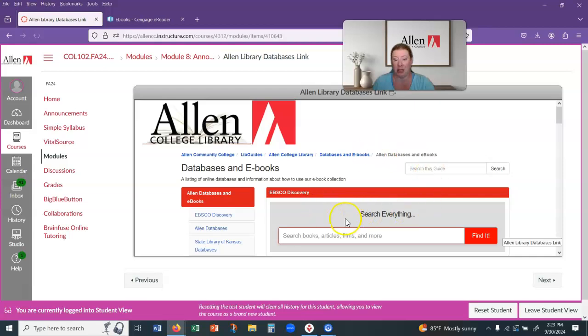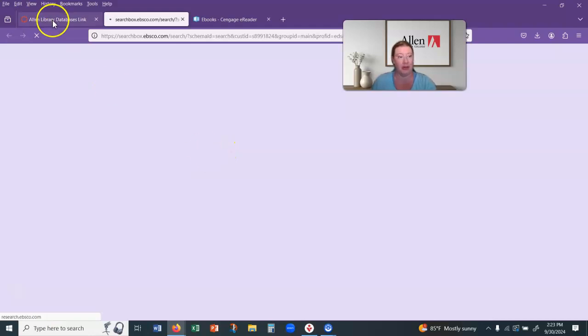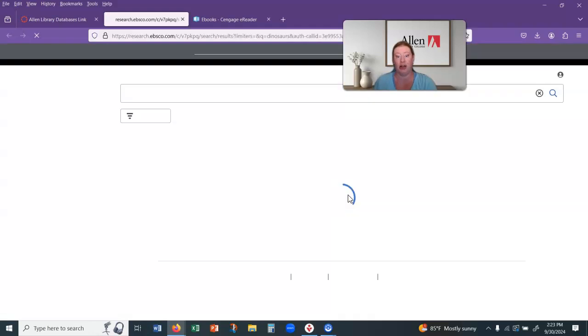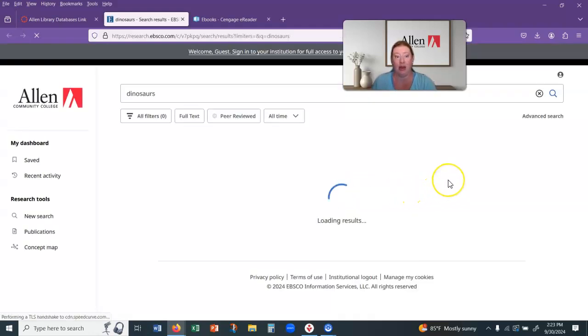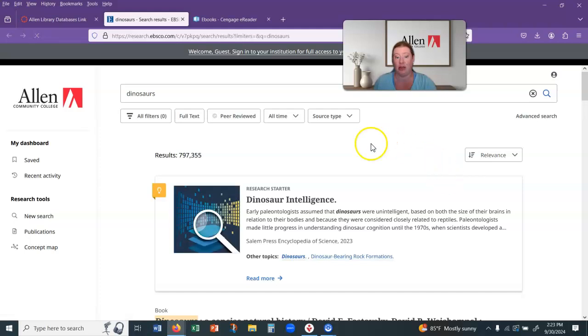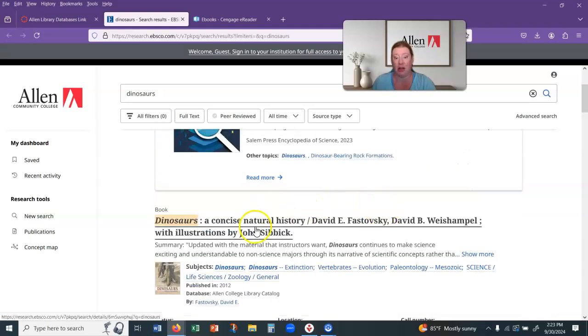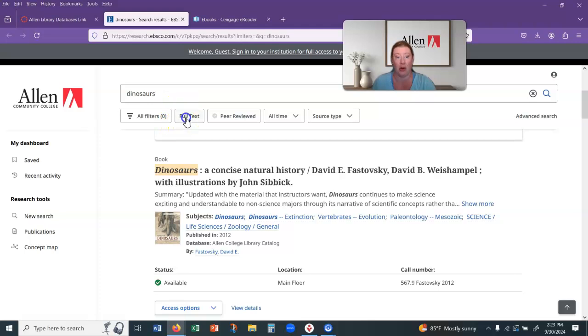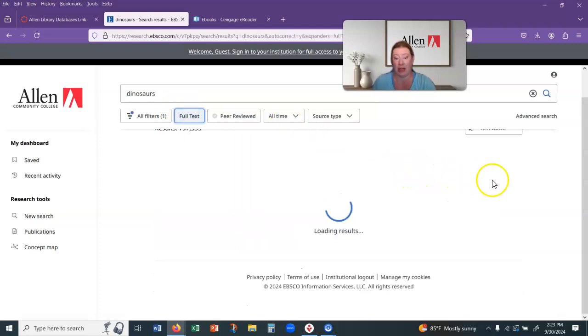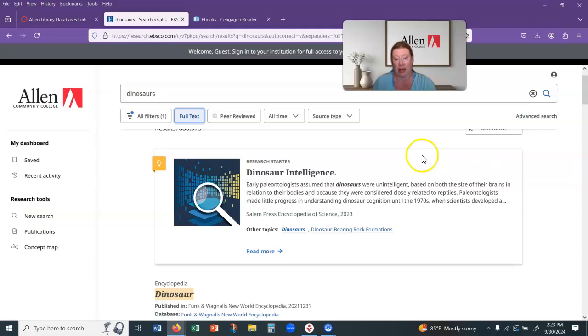The link to the library database is here, and you can search the whole thing. So if your topic is dinosaurs, which I think most of my examples are dinosaurs, then you can search the entire collection at the Allen Library. It will bring up everything that the library has. However, you might not want everything, because if you're not near the library, you can't go pick up a book. So in which case you want to limit to full text, so that you make sure that you can access everything.